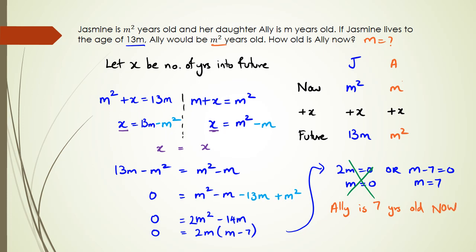Okay, that's what it is. If you want, you can go back and check the answers, because look at this. If m is 7, and Ali is 7, then Jasmine is 49 years old. Now, when Ali is m squared, that's 7 times 7, that's 49. 13 times 7 is 91. So X will be 42 years, because in 42 years Ali is going to be 49, and 49 plus 42 equals 91. So at the end of the day, that's how you know you did the question correctly.